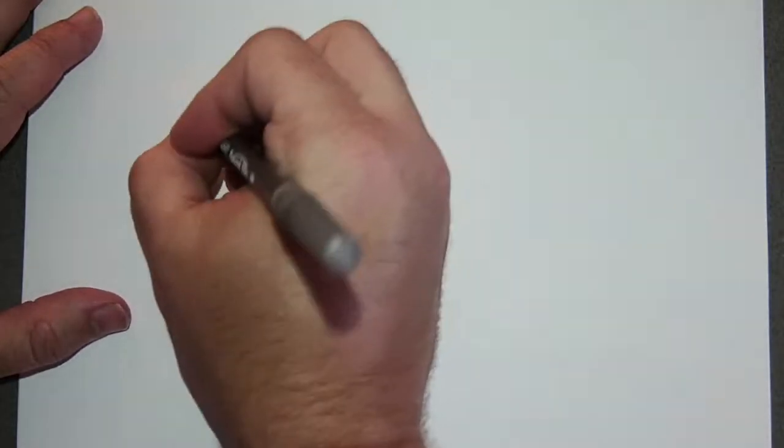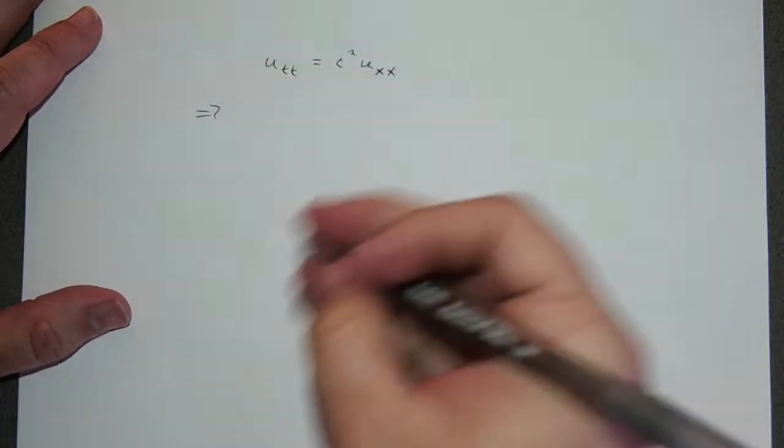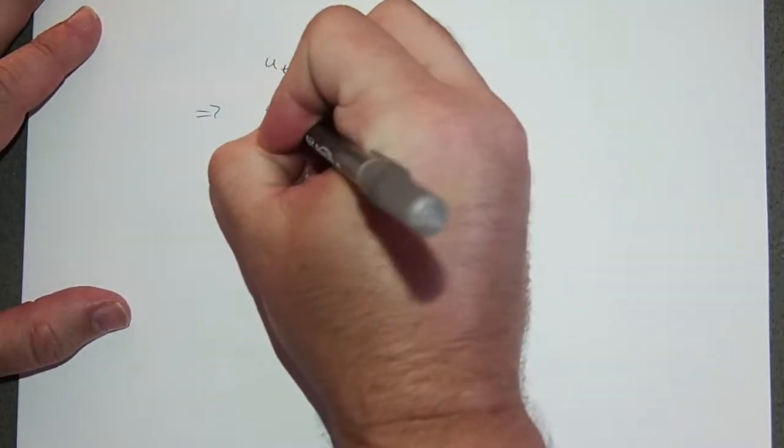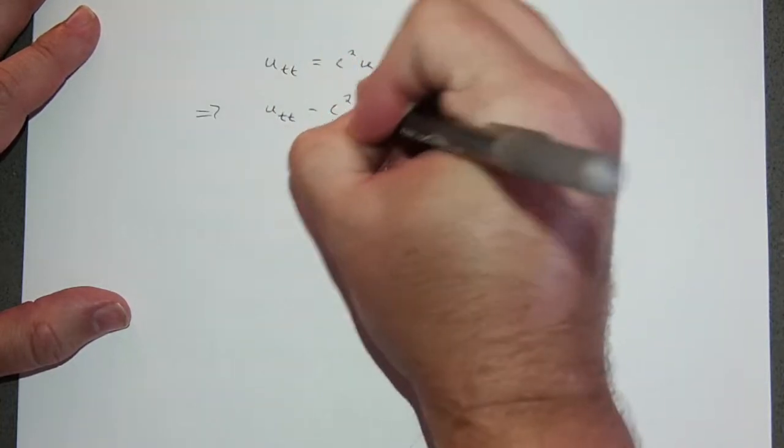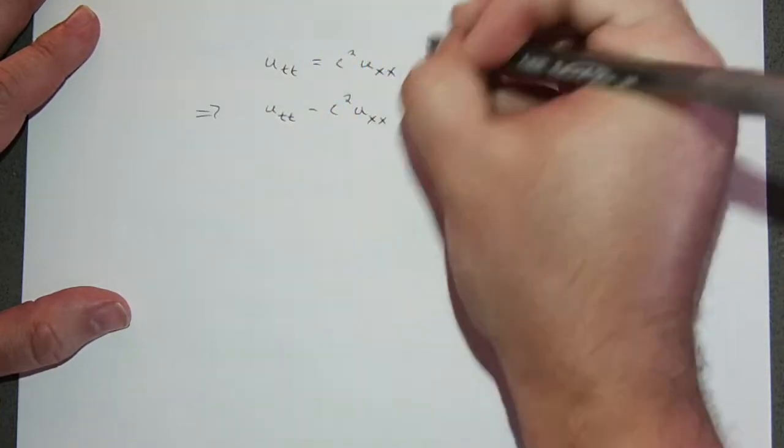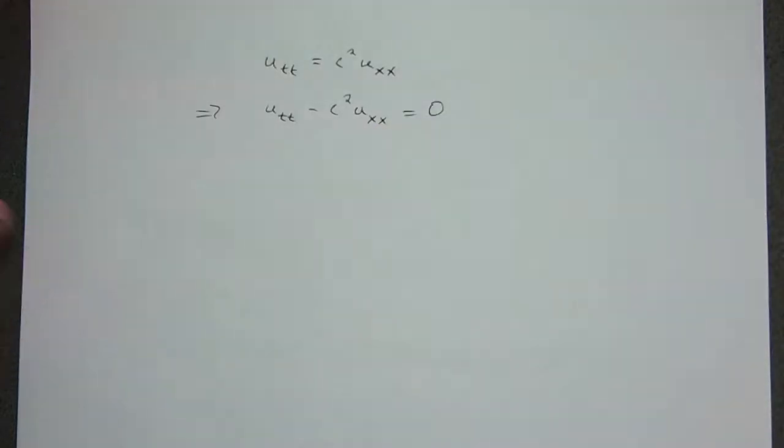Let's first of all rewrite this. In fact, you may have seen the wave equation rewritten in this way already before. Maybe this is the way the wave equation, if you've seen it before, has been expressed to you. I could put everything on one side. So this is u sub tt minus c squared u sub xx is equal to 0.